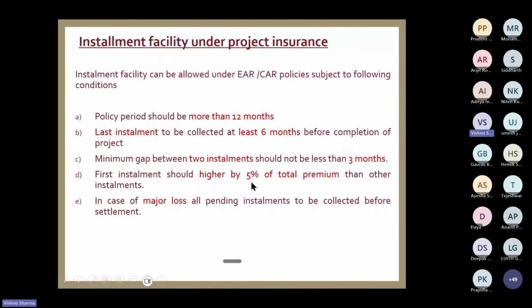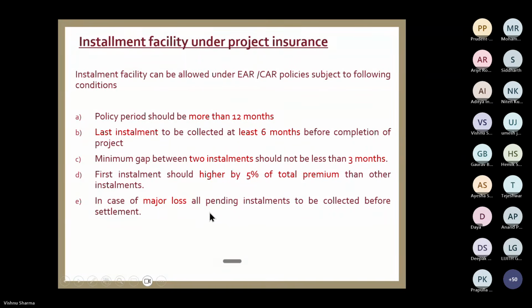Many underwriters are applying this theory also. That is wrong. 5% of the total premium has to be kept separately, take out the amount, and then add this 5% amount into the first installment, and then collect. This is the way of calculation of installment. And in case of major loss, all pending installments have to be collected before settlement of the loss. If there is a big loss, all pending installments should be collected. These are the guidelines.